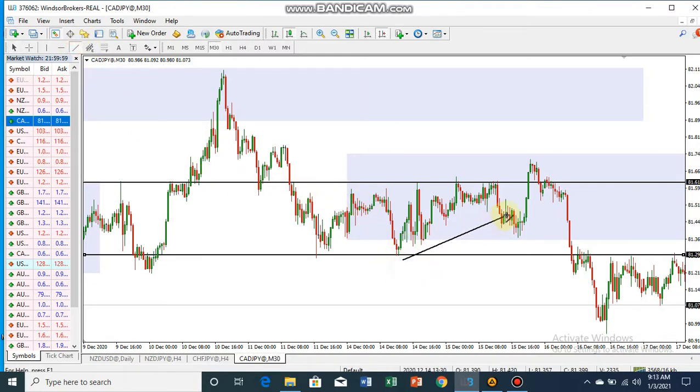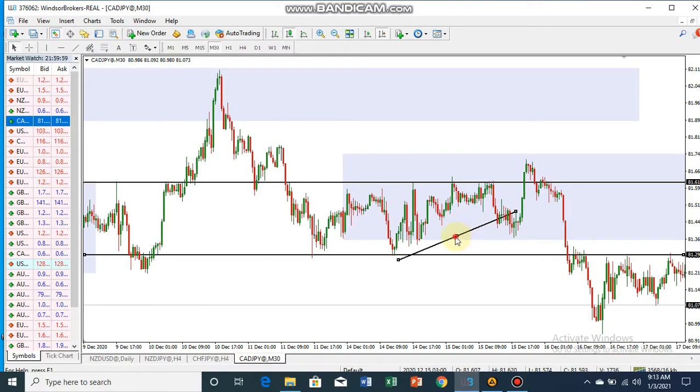Let's see. It kept on doing something like this, which is not important. It wanted to break above the resistance, the minor resistance, but what happened? It went up a bit, trying to show that it is willing to break our resistance, but it failed.